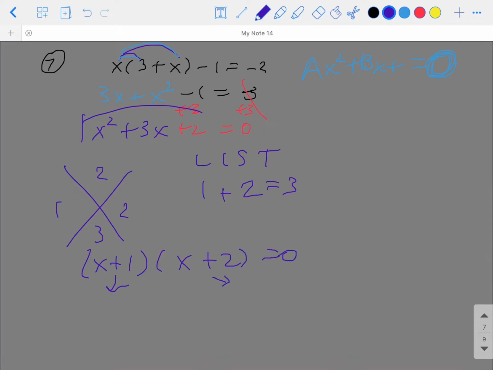Split. X plus 1 is equal to 0, and x plus 2 is equal to 0. And simple algebra. Subtract 1 to both sides. This becomes x equals negative 1. And minus 2, minus 2. X is equal to negative 2.